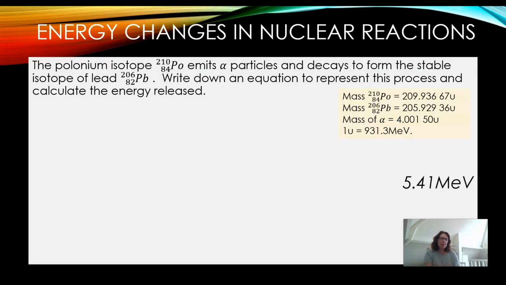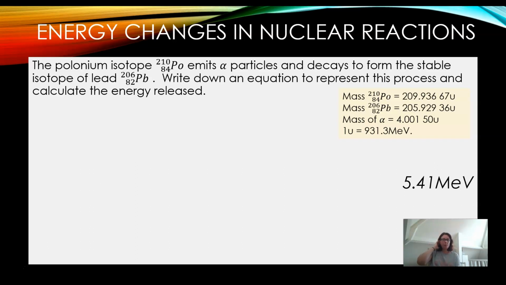Let's have a look at this in terms of a nuclear reaction then. So here we've got a nuclear reaction. We've got polonium-210 emitting alpha particles and decaying to form a stable isotope of lead-206. Write down an equation to represent this process and calculate the energy released.